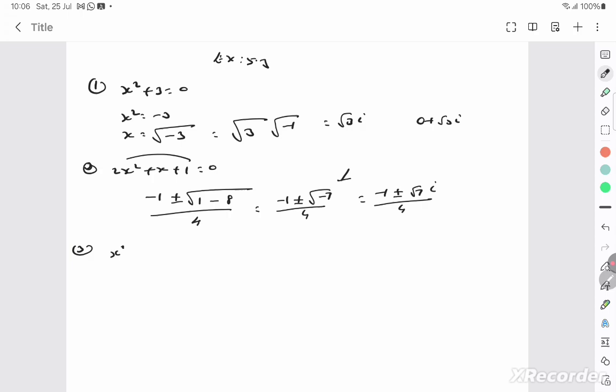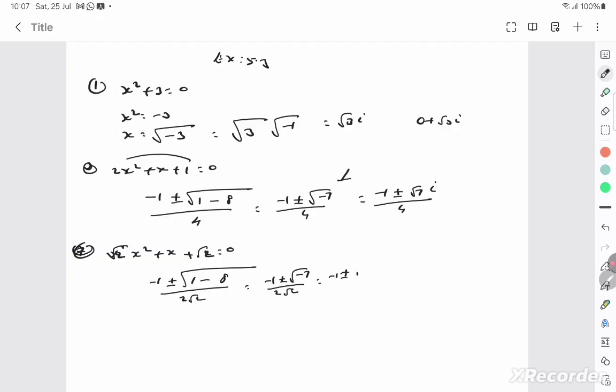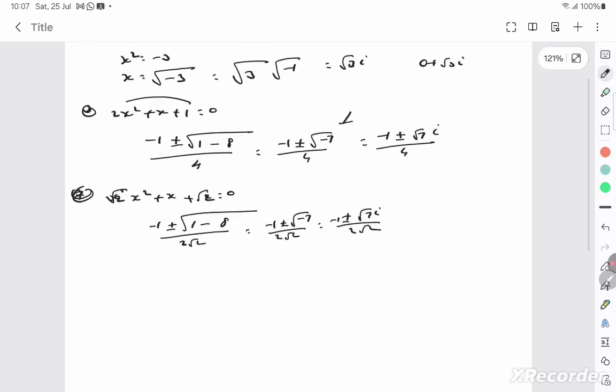So you have quite a number of sums. You can use the same technique and solve it. So I'll go to 7th question. Root 2 into x square plus x plus root 2 is equal to 0. Again minus b plus or minus root of b square minus 4ac by 2a is minus 1 plus or minus root of minus 7 by 2 root 2, which is minus 1 plus or minus root 7 into i by 2 root 2. So thus you can solve these kind of sums like this.